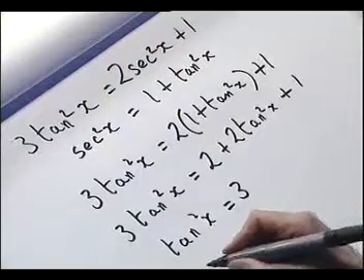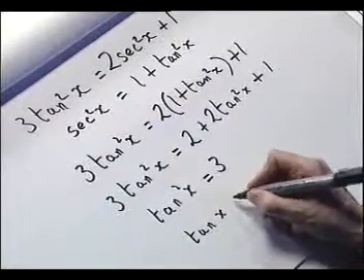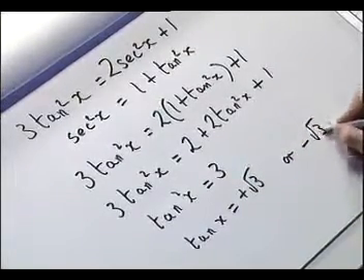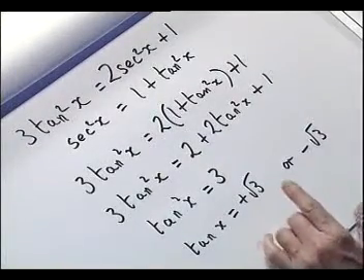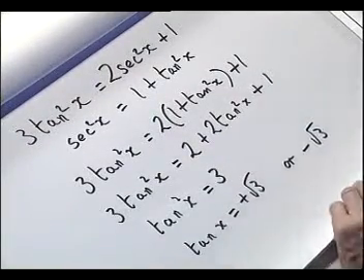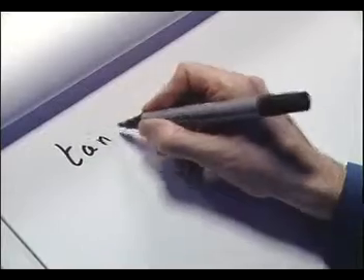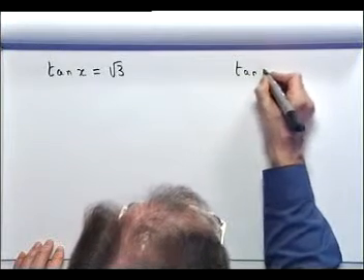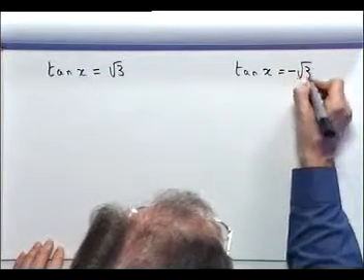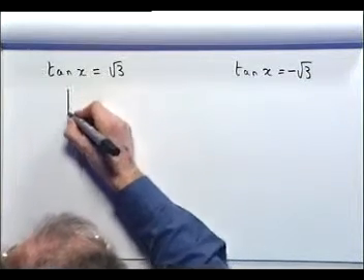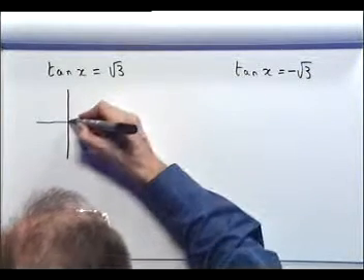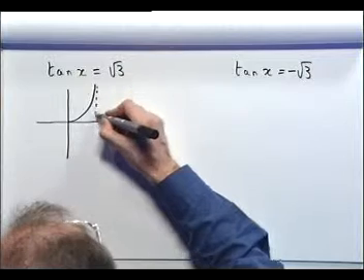And now we take the square root of both sides. So we have tan x is equal to plus root 3 or minus root 3. And we need to look at each of these separately. So, tan x equals root 3 and tan x equals minus root 3. x is to be between 0 and 180. So let's have a sketch of the graph of tan between those values.